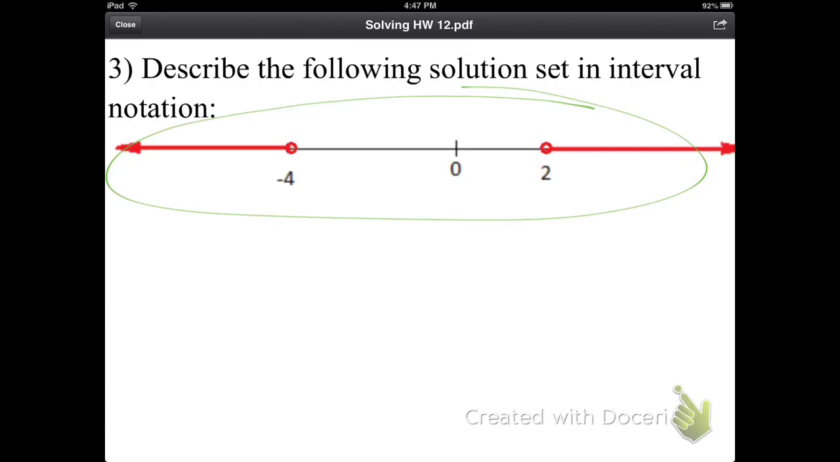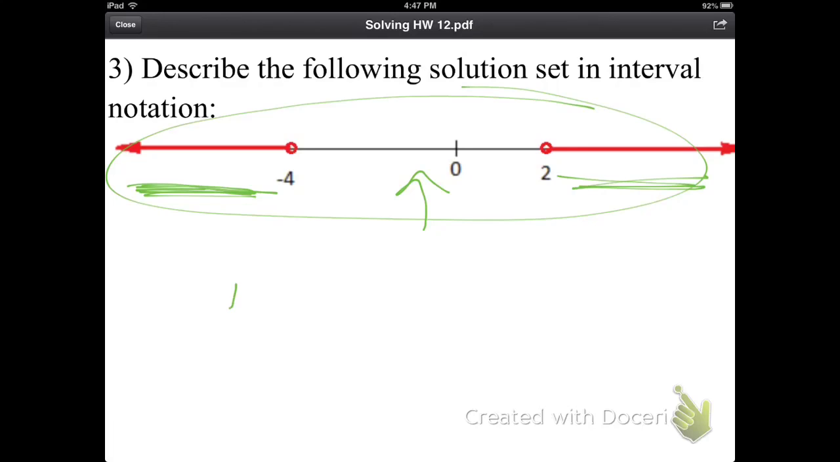So, notice how there's two sections that are shaded. You've got this left side and the right side, and it's not shaded in the middle here. Okay, so you need to have two intervals written out. This shading on the left side starts from negative infinity and goes all the way up to -4.